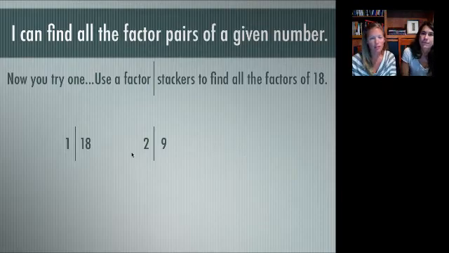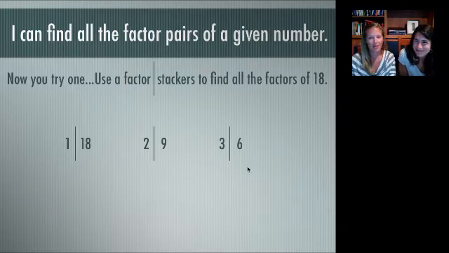What about 3? Am I done? Does 3 times anything give me 18? It does. So this one has more factor pairs than the other ones. So 3 times what gets me to 18? It would be 3. Yes. Mrs. Van Dam knows her facts. 3 times 6 gets you to 18.